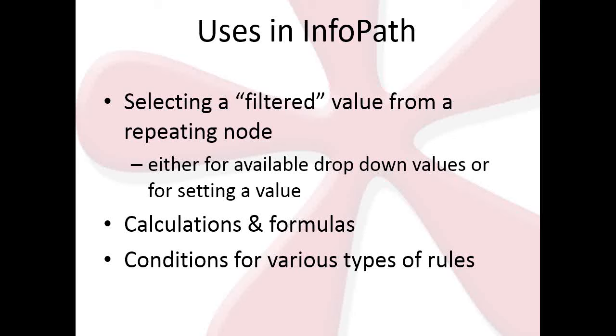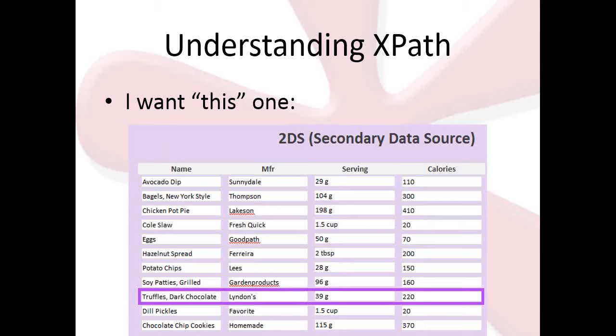So given a secondary data source that looks like this information, this is a handy little XML file I use for secondary data sources a lot for demo purposes, because it's a nice little data set. It's got some nice features to it, and it's a quote unquote nutrition data set, and it's got these different items in it with different manufacturers. So if I look at this data, and I know I want the truffles. I mean, of course I want the truffles. Who doesn't?